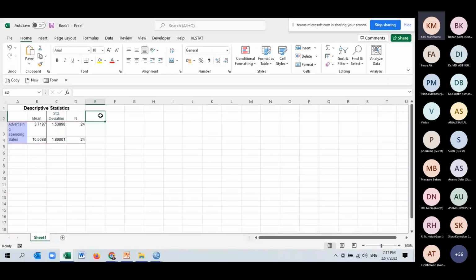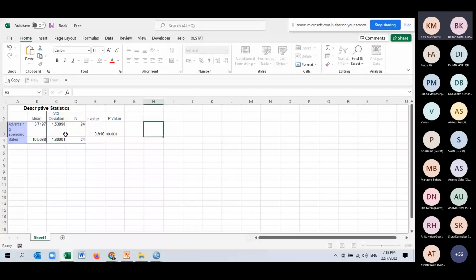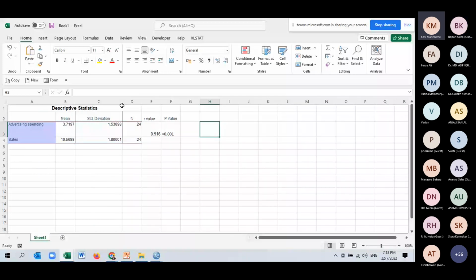Then you write R value here, and then you write P value. R value 0.916. P less than 0.001. Agreed, sir? Is that fine? We do not need this many decimals. You can reduce the decimals by clicking on this.